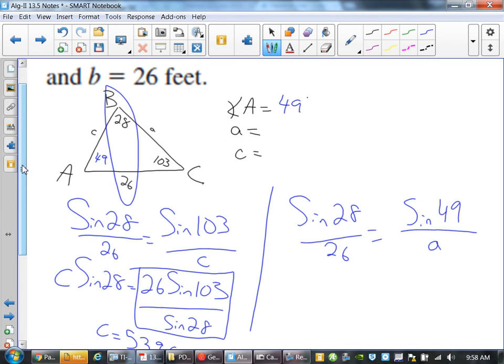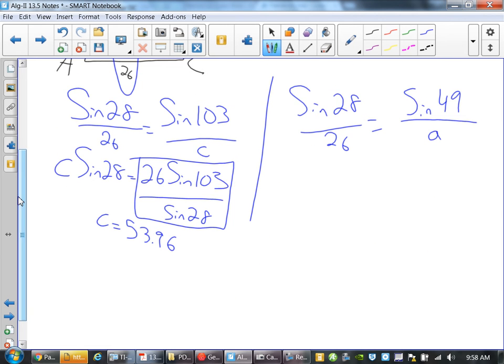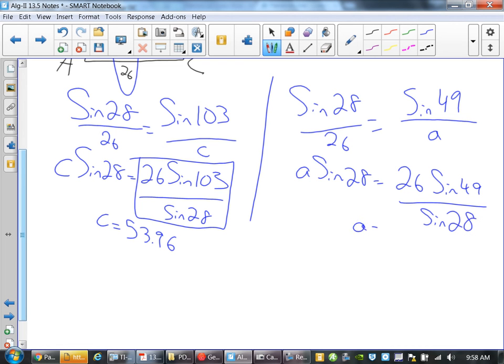Okay. So this is good. I fill this in. Then I got to do the same thing for A. Multiply across. So now I have 26 sine 49 over sine 28, which gives 41.8, and I round to 2 decimal places. Is that okay?